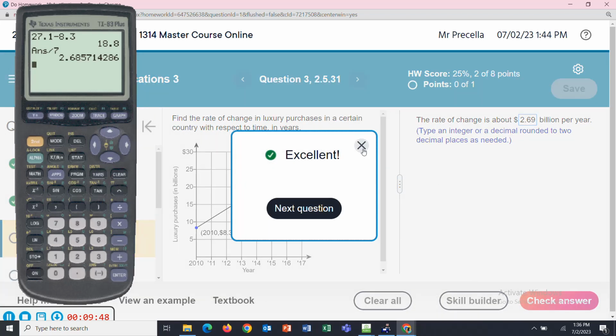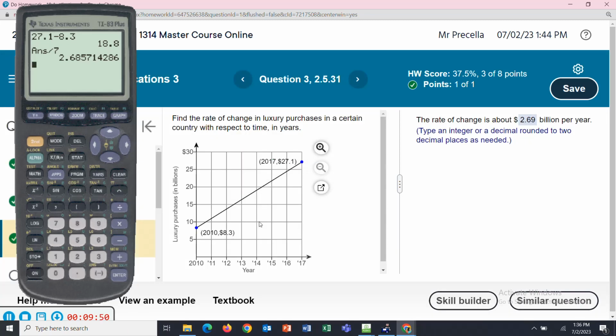So let's think about what that means. Over the 7-year time here, on the average, the amount of money being spent on luxury purchases is rising at a rate of $2.69 billion per year. Okay, so rate of change, all of that's just another way of saying slope.